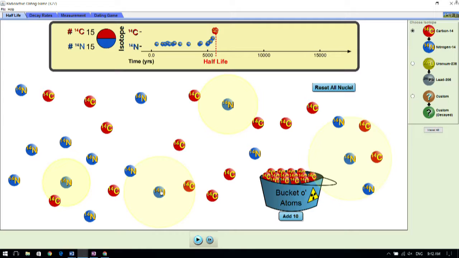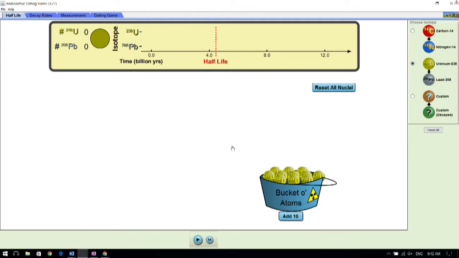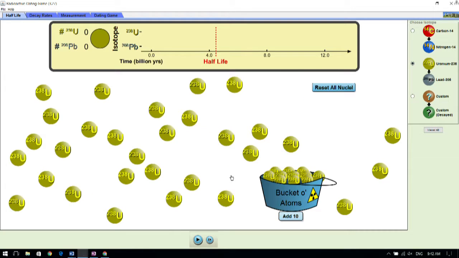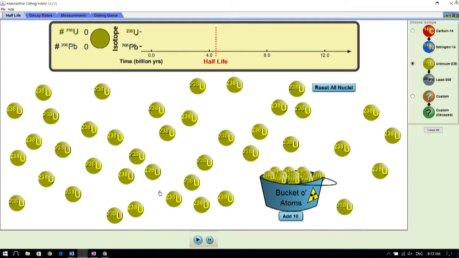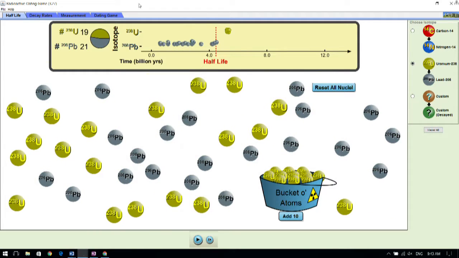So what you can do is, you can look at different isotopes, you can change to uranium-238 if you want. You can play the same little game with uranium-238 and watch it decay. The half-life of uranium is now in the billions of years, not thousands of years. Half-life uranium-238 is 4.5 billion years.